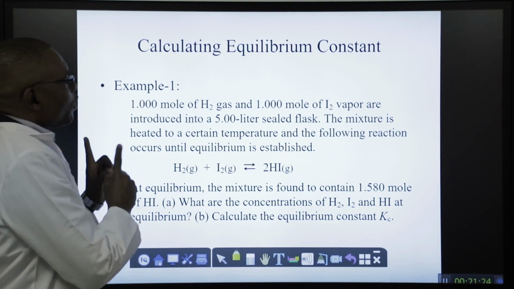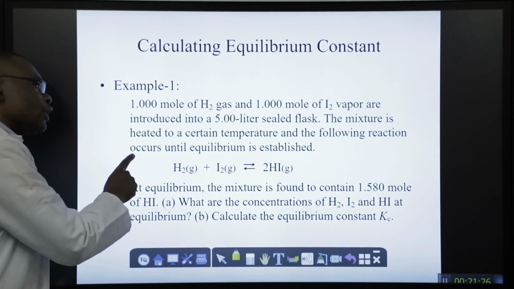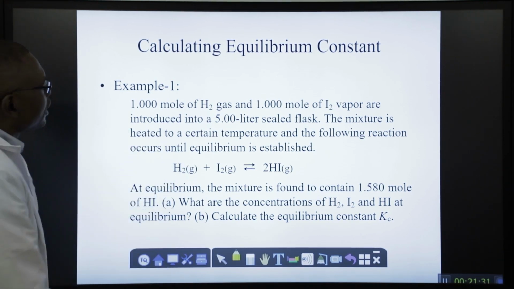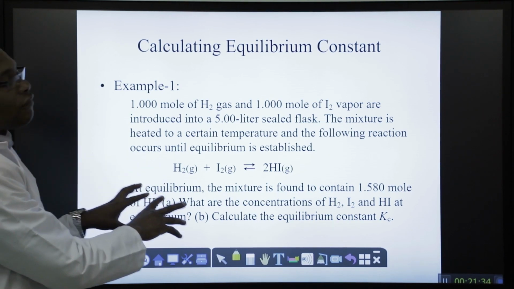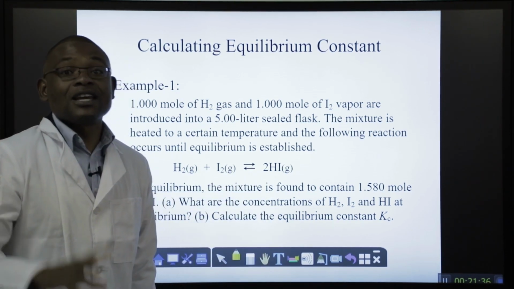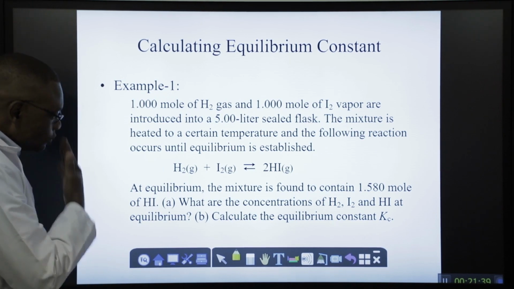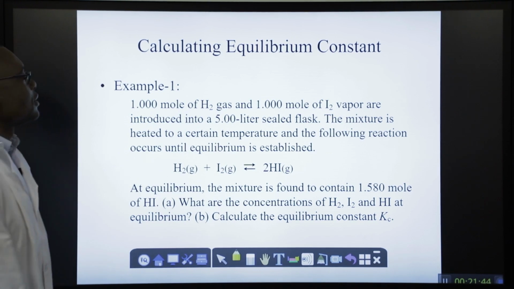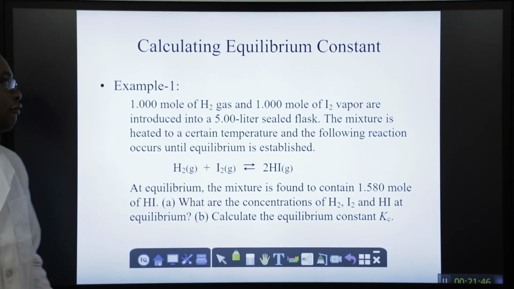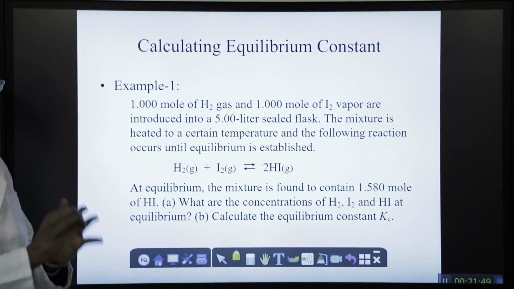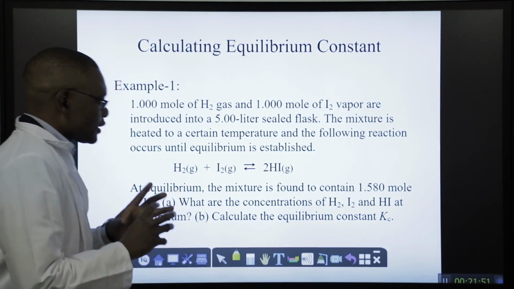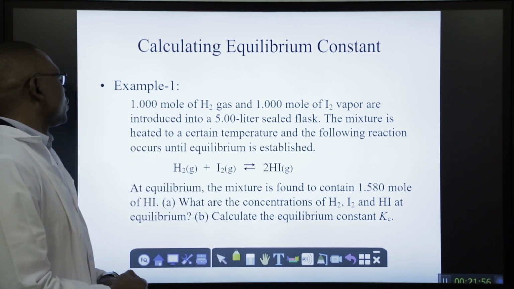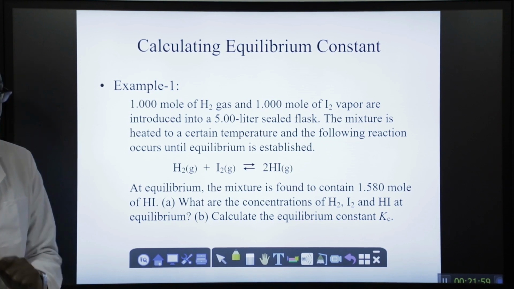So you will see that we are going to learn how to handle information we are given and see how we take it from the scenario we are given into the Kc expression. Okay. So for example here we are told that 1 mole of hydrogen gas and 1 mole of iodine vapor are introduced into a 5-liter sealed flask, and the mixture is heated to a certain temperature, and the following reaction occurs until equilibrium is established.